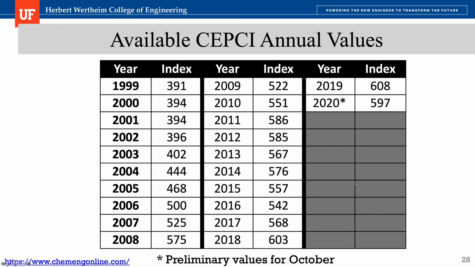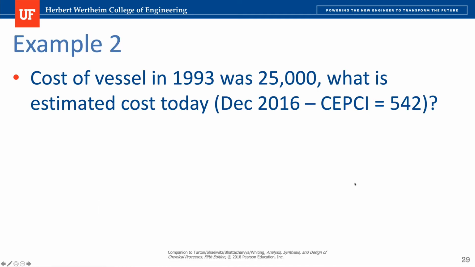So every year I update this graph, or this table for you. You can have it available on your slides. Let's view some examples. So this is for a vessel, right? We have information about the cost of the vessel in 1993, and that cost was $25,000. The question is, what is the estimated cost today?